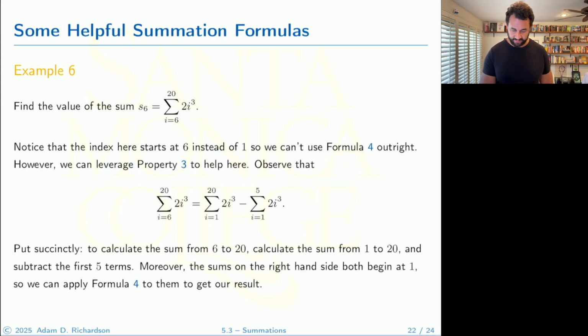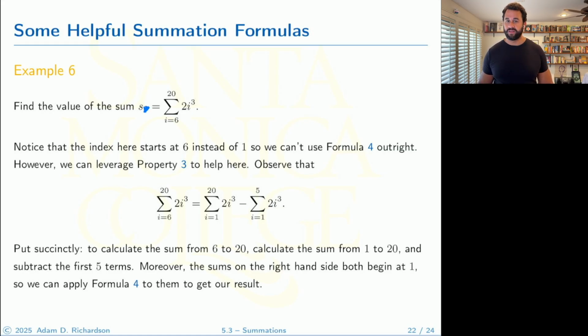And I say that right here. Let me cross this S6 out again because that really shouldn't be there. So I mentioned this right here. The index starts at 6 instead of 1, so we can't use that formula that we would want to, the one that just lets us add up all those things and get a closed form. But what we're going to do is use that property number 3, the one that lets us split a sum. This is a perfect example of where that can really help simplify things.